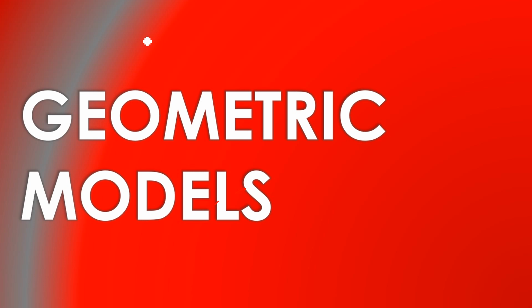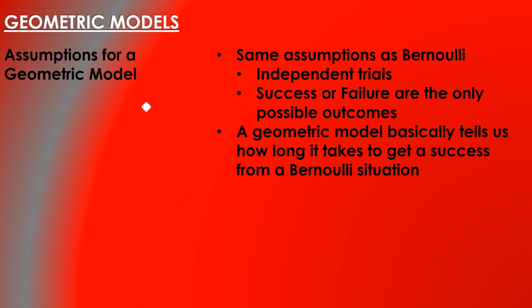Okay, we are going to pick up with geometric models as we take a look at probability. Geometric models are going to tell us a little bit different information than before. So we're going to have the same assumptions as we did. It's a Bernoulli situation. So our trials have to be independent of each other. That means one trial does not impact the next one at all.